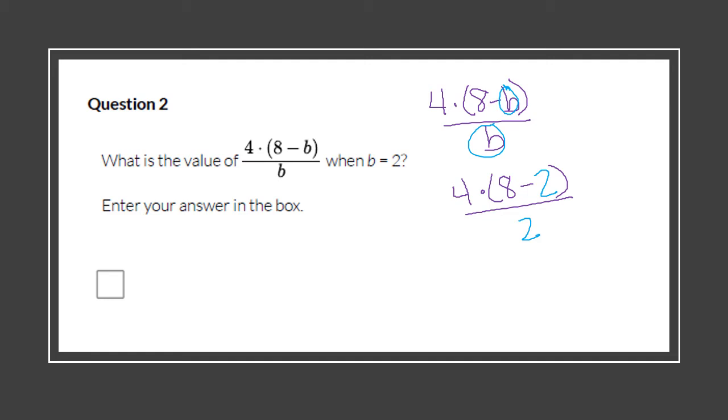I've got to do the parentheses first. So 8 minus 2 is 6. Then I do the top. 4 times 6 is 24. Divided by 2. So 24 divided by 2 does give me 12. So my answer there is 12.